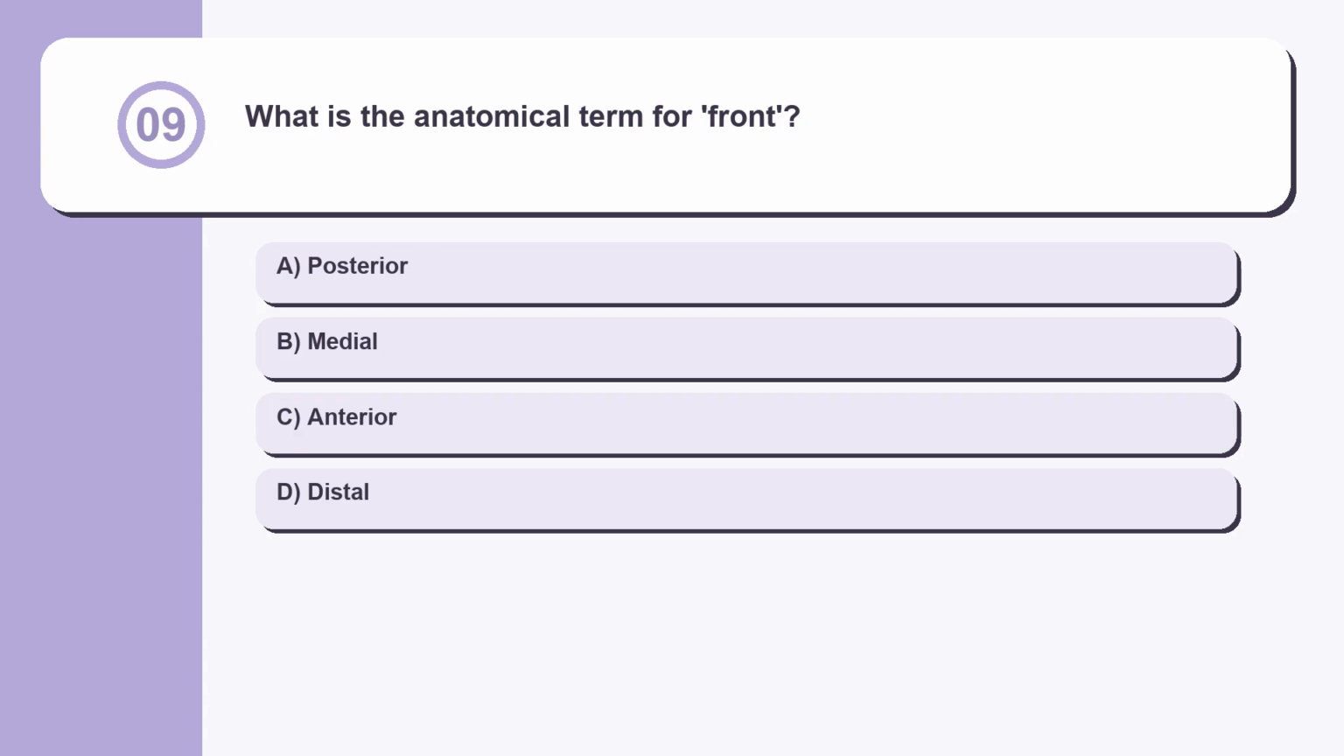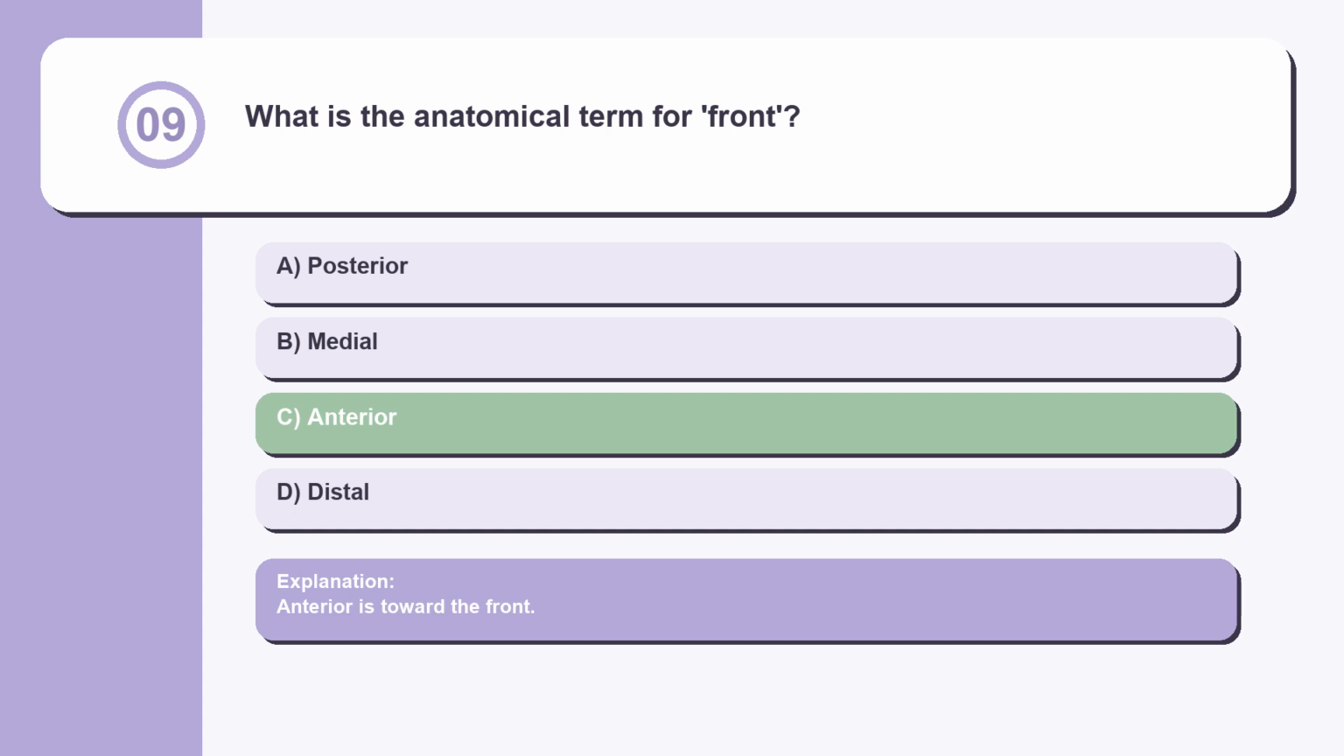Question 9. What is the anatomical term for front? Posterior, medial, anterior, distal. Anterior is toward the front.